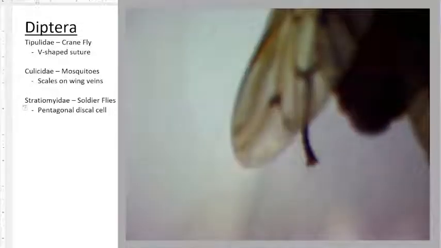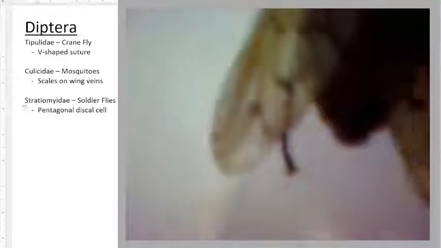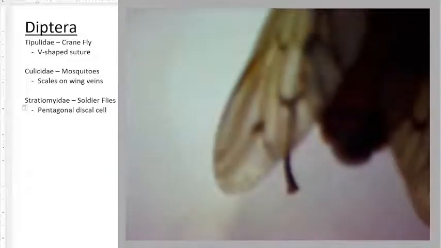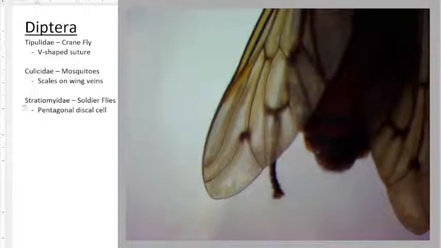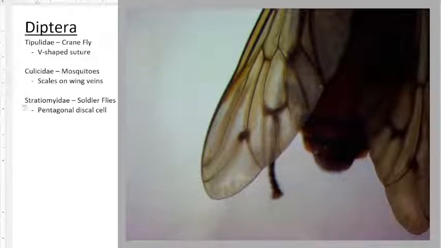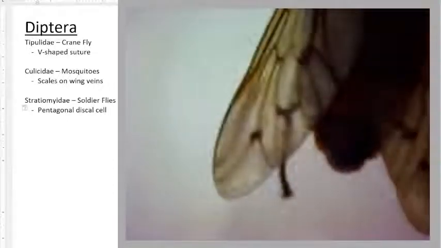Alright, so you'll notice that as we're going through these families, a lot of the characteristics are on the wings, and that's true of a lot of flies. The easier characteristics are the ones on the wings, because wing venation tends to be really to the point. You see it or you don't. Hairs on the body, for me, tend to be a little bit more difficult.